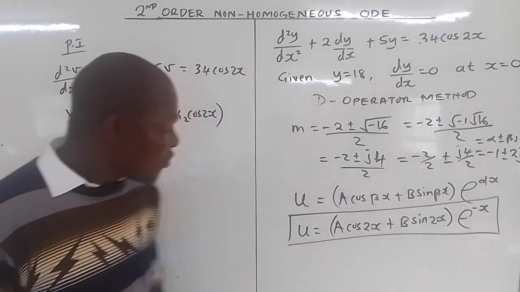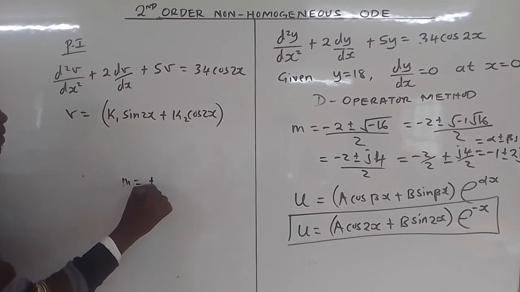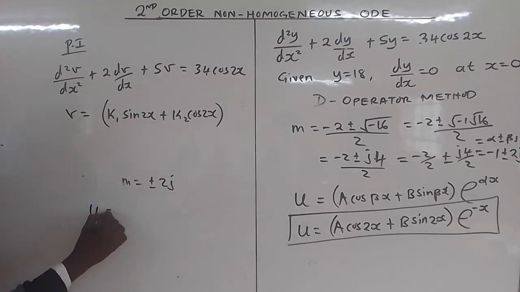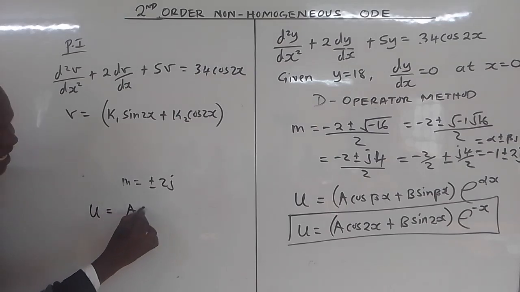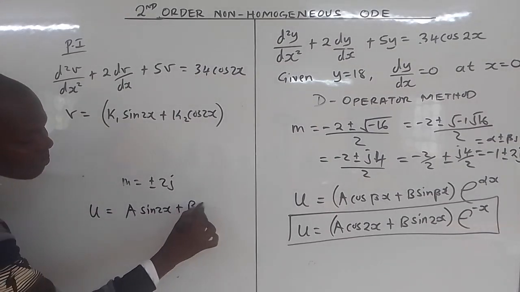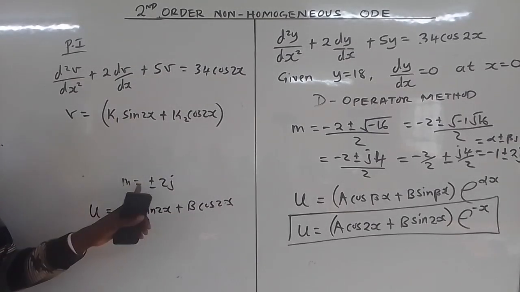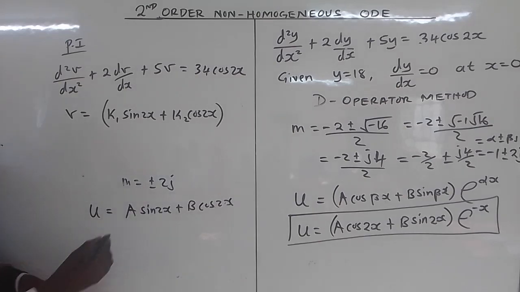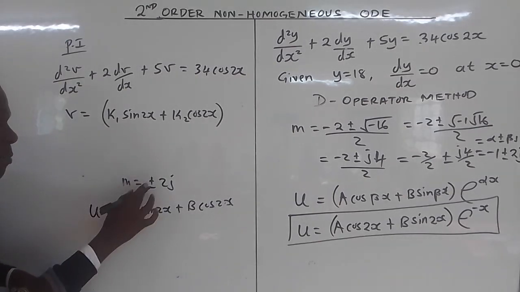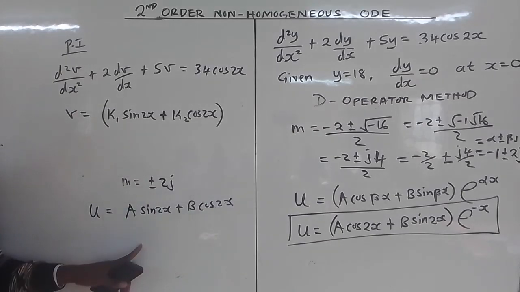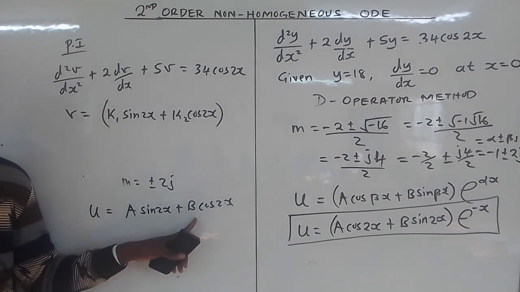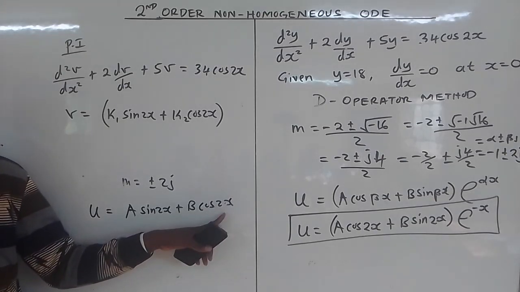Remember, if you had found the solution of m to be plus or minus 2j, then your u would have been a sine 2x plus b cos 2x, because there is no real part, exponential 0. So if this was your solution of u, because the real part is missing, there is no exponential function. So when you check whether cos 2x is here, it is there, because it is not a product of cos 2x and an exponential function, isn't it?